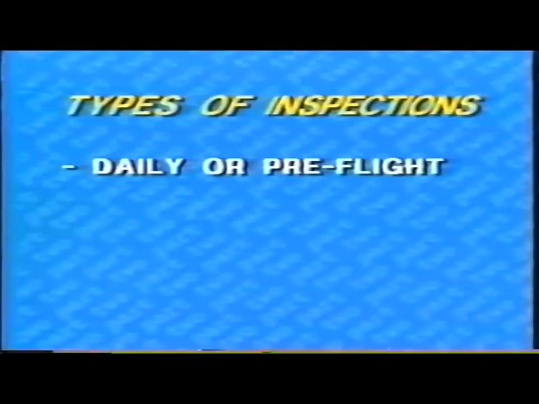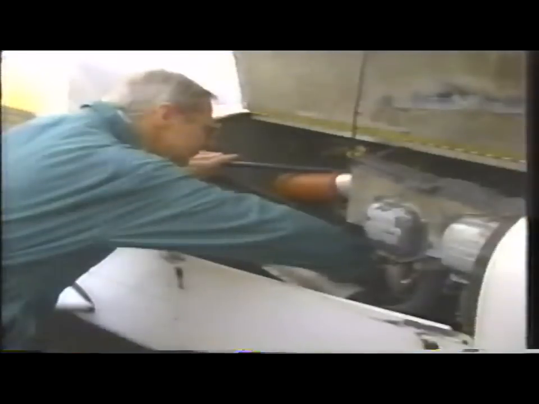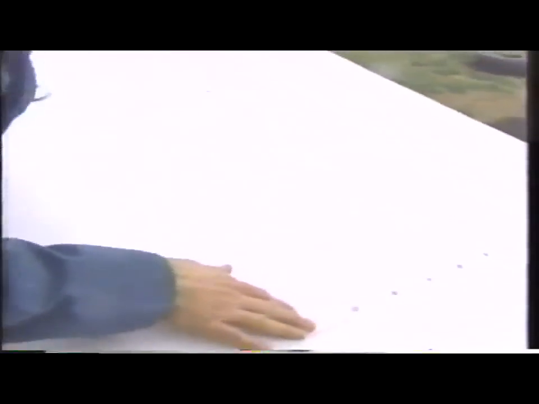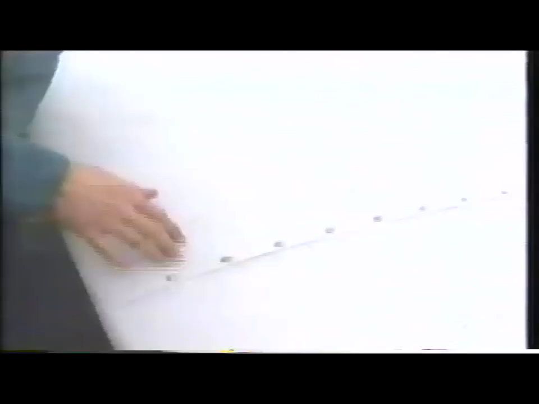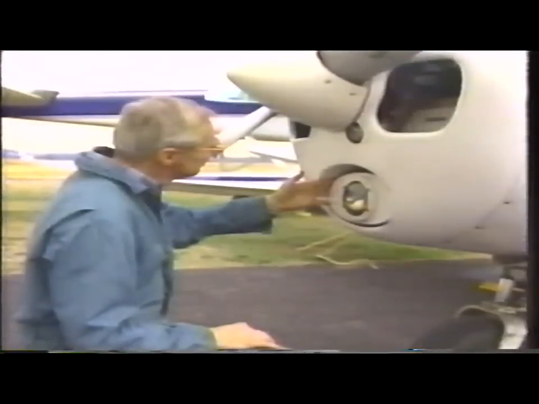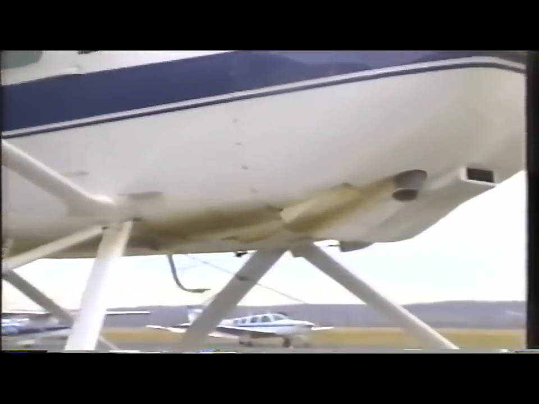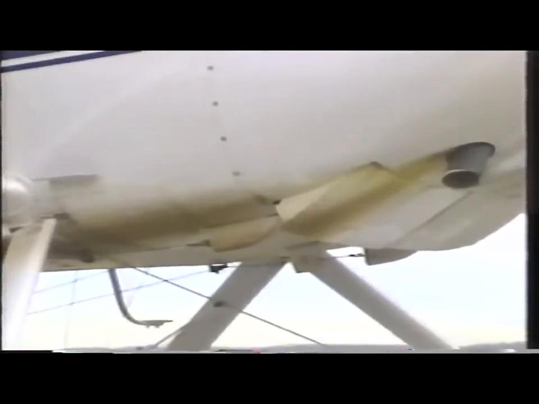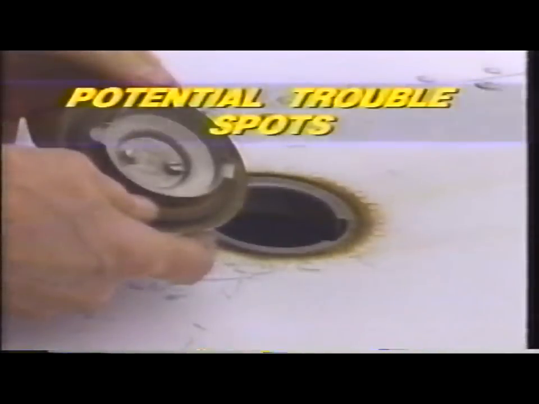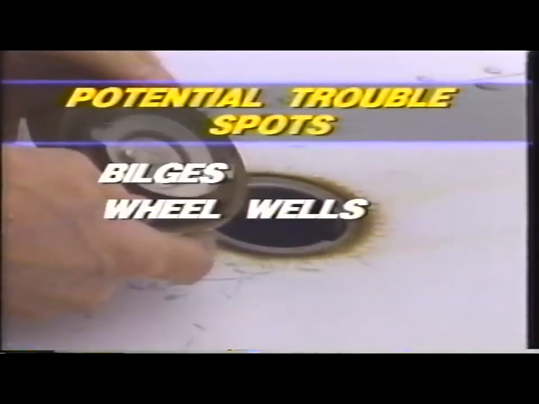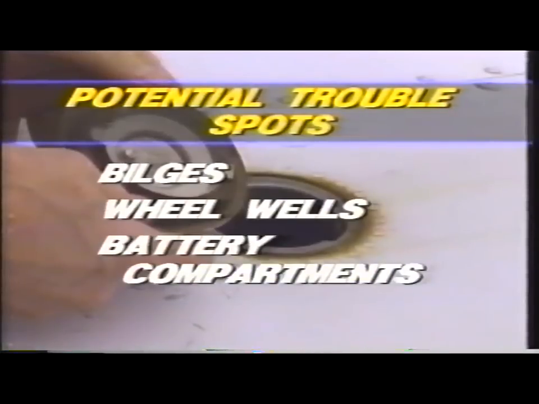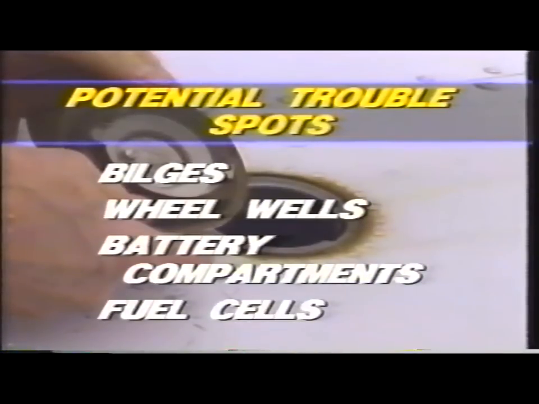As repetitive as they may become, the importance of daily and pre-flight inspections should never be forgotten. For daily and pre-flight inspections, always check engine compartments and the skin of the aircraft for missing or damaged paint and corrosion. Check all intake vents and engine frontal areas. Pay particular attention to exhaust trail areas, which are extremely corrosion prone. Potential trouble spots such as bilges, wheel and wheel wells, battery compartments, and fuel cell and cavity drains are some of the areas that should be given special attention for signs of corrosion.